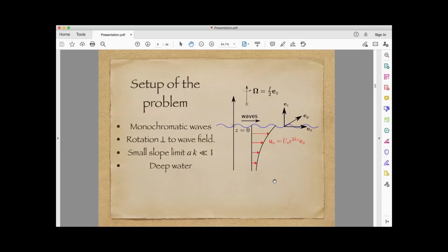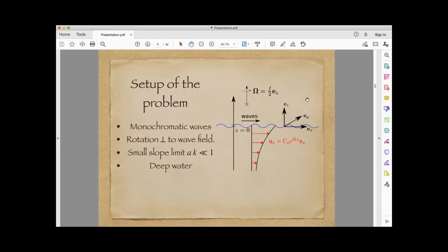And our setup of this problem is a very simple setup. We just take propagating monochromatic waves. So just think about swell waves which are propagating from one part of the ocean to the other part, and then we have a system that is in a rotating frame. So we don't take any beta plane effect. We take the simplest case. We just take rotation to be along the z direction, and there's no other component of the rotation vector. And we also take the small slope limit.